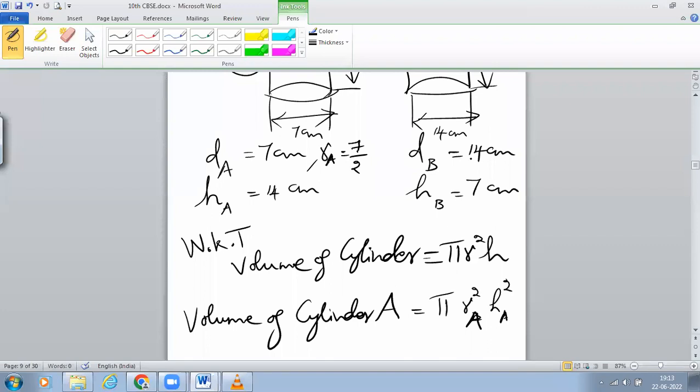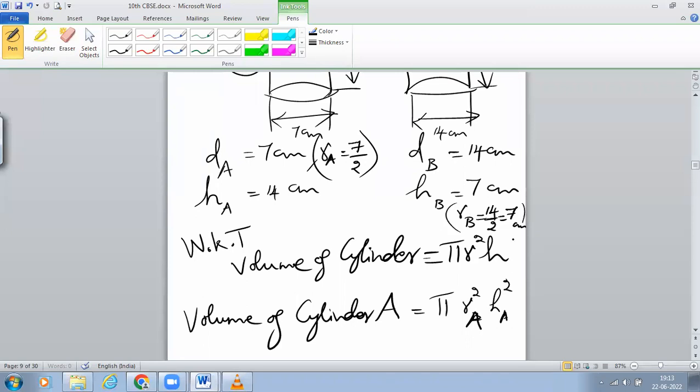Likewise, what is the radius of cylinder B? The diameter is 14, so 14 by 2. What is 14 by 2? 7 centimeter. So the radius of cylinder B is 7 centimeter, and the radius of cylinder A is 7 by 2.